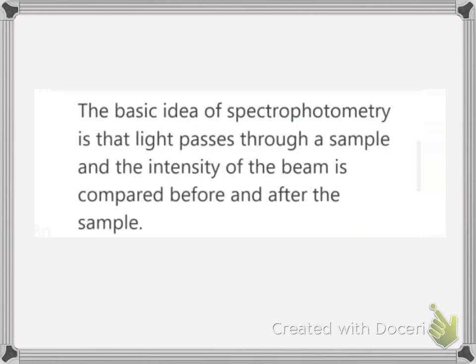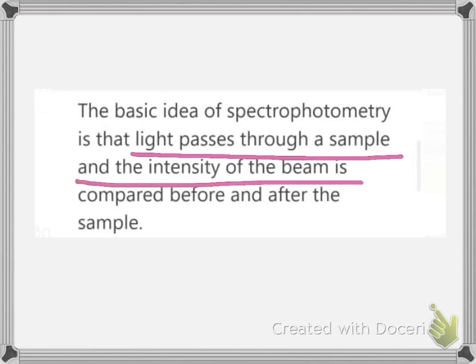The basic idea of spectrophotometry is that light passes through a sample and the intensity of the beam is compared before and after the sample. Different samples will absorb light differently and allow different amounts of different colors of light to pass through.